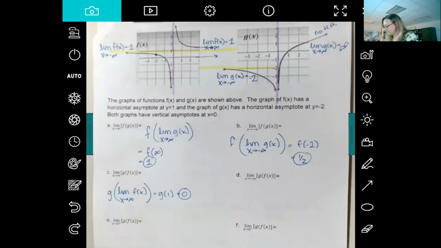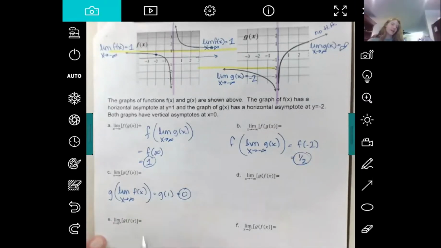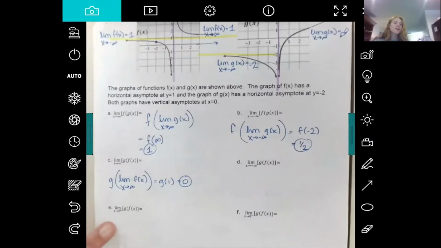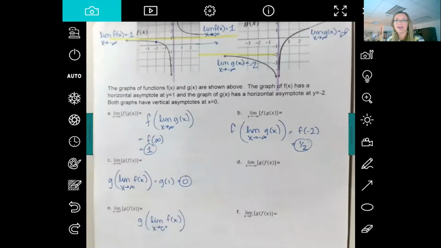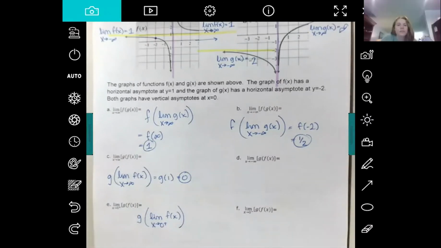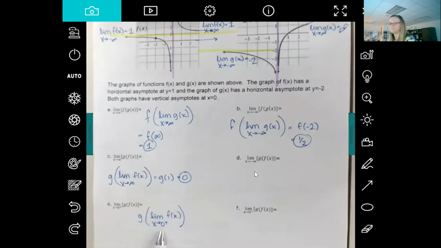Okay, perfect. Those are the vertical asymptotes. Let's do them on E. So you have this, right? 0 from the right of f of x, and then we're plugging that into g. You have that written so far? Yeah. Okay, so then what would you say for that middle limit? I don't know. Okay, so my plus is my right side.